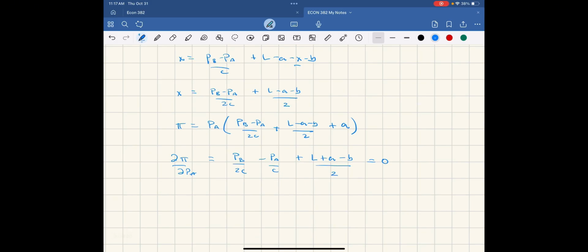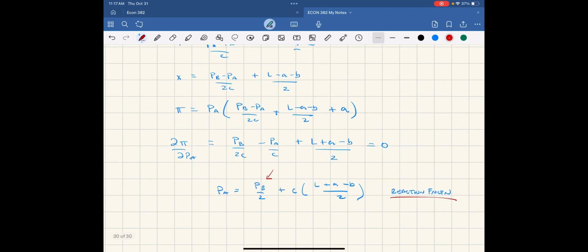So now we solve for PA. So PA is equal to PB over 2 plus C times (L plus A minus B) all over 2. So this here we can define as a reaction function. Given the price of good B, A can choose their best response through this equation.